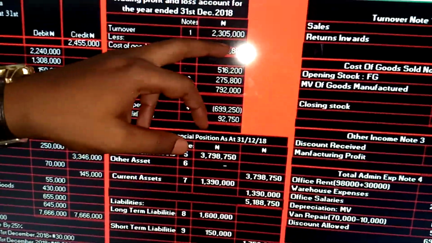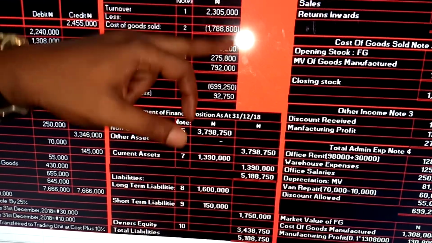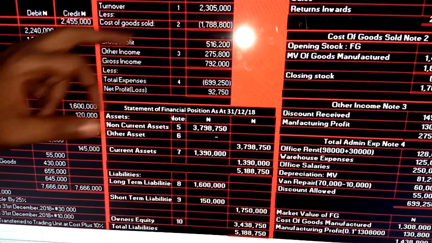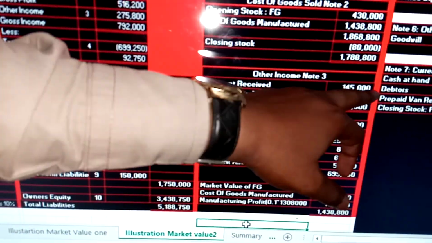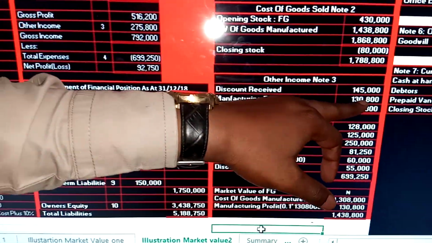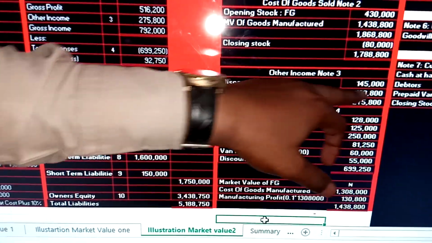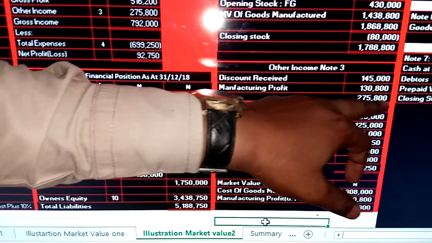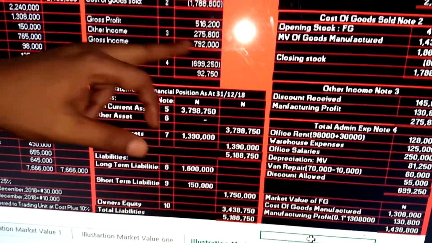That's what you have here as cost of goods sold. Now if you minus cost of goods sold from turnover, you have gross profit. So other income. What's in your other income? Note 3. We have discount receipt 145,000, it's in the question. Then we have manufacturing profit, the one you're recognizing, 130,800, that's 10% of the cost of goods manufactured. That's 275,800. Other income is 275,800.